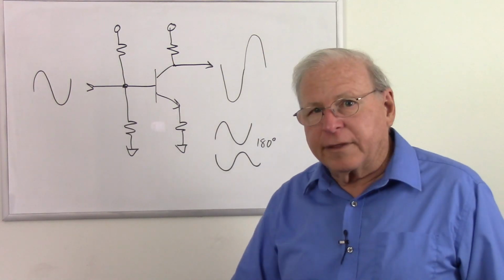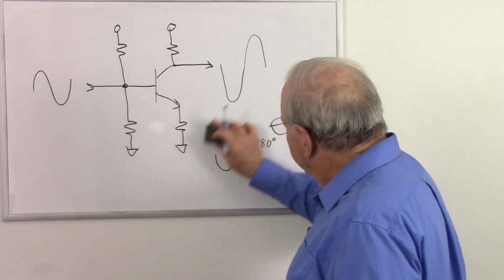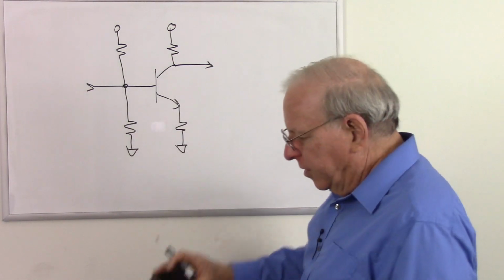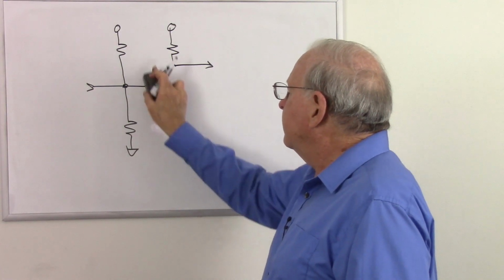And we'll talk more about that when we get to our small signal amplifiers. But let's see what we have if we turn this into a field effect transistor.